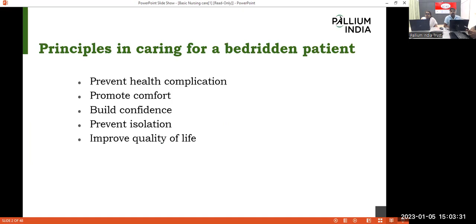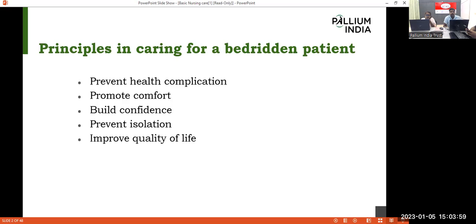Why do we need to give the care for those bedridden patients? First one, the patient is already in the bedbound stage. So by periodical continuous giving of care, we can prevent health complications. The patient is already sick. Further complication in their health status we can prevent by giving the periodical care. Then promote comfort for the patient also.